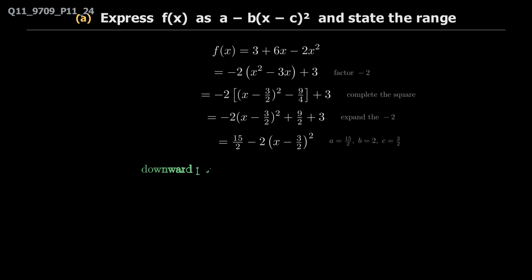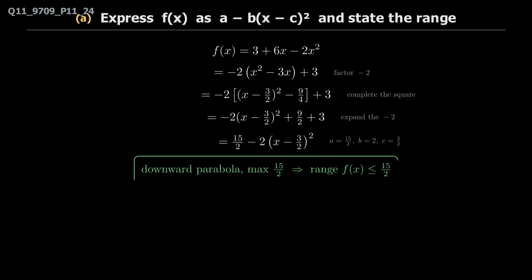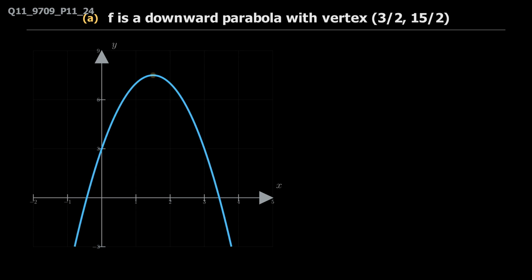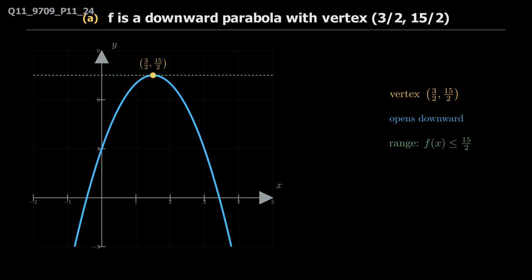The parabola opens downward, so the maximum is 15 halves and the range is f of x less than or equal to 15 halves. Sketch f. A downward parabola with vertex at (3 halves, 15 halves). The curve peaks at the vertex. Mark the vertex and the horizontal maximum line for the range. Vertex, direction, and range: f of x is at most 15 halves.